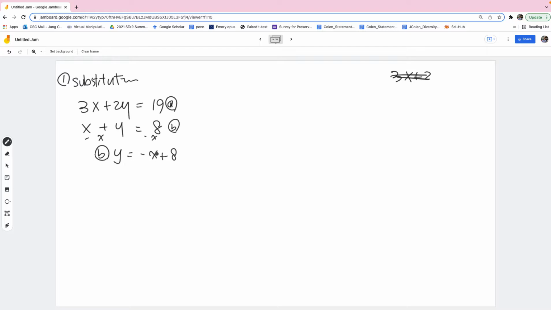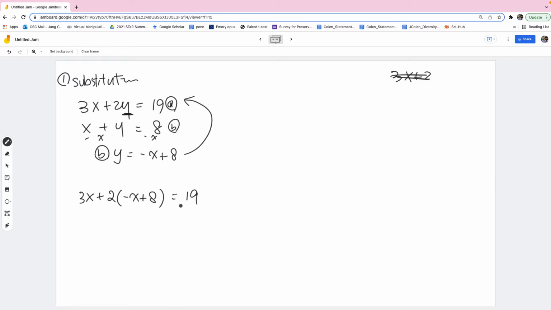So using this, because b is same as this b, I just rearranged it, I can plug it in here. Instead of this y, I can substitute that y with negative x plus 8, because that point where they meet should be same for both equations. So then I have 3x plus 2 times, instead of y, I can substitute that with negative x plus 8, right? And the rest of it is equal to 19.